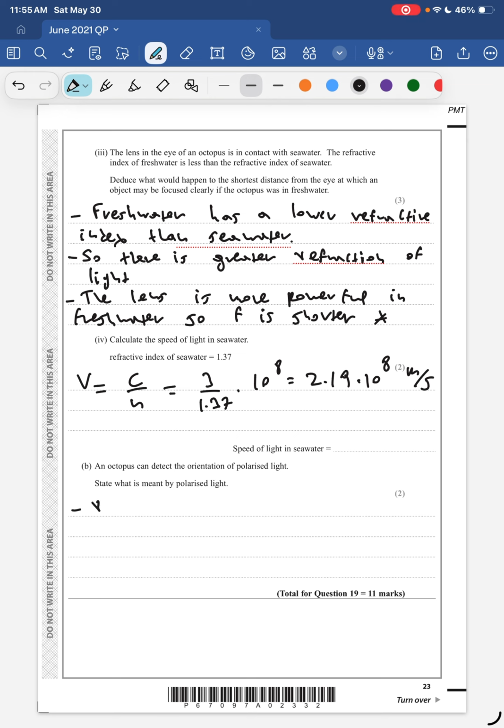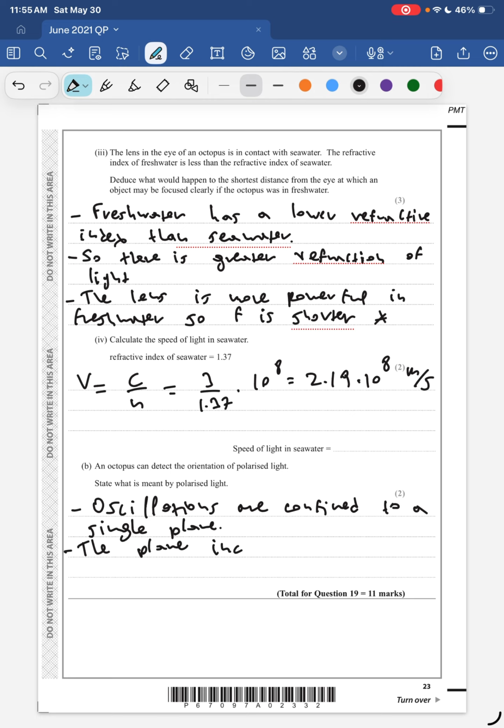So oscillations are confined. This is the definition of polarized light. So oscillations are confined to a single plane. The plane includes the direction of propagation.